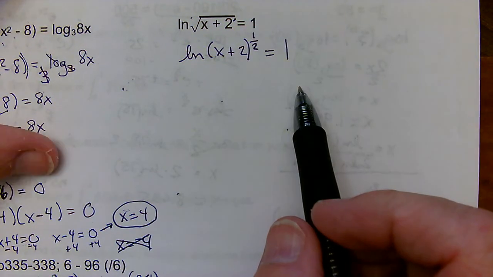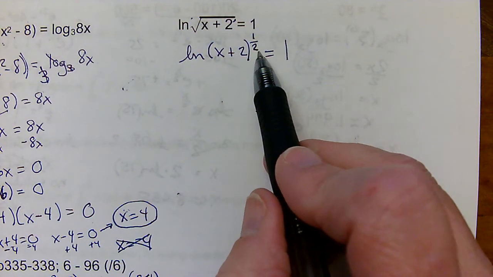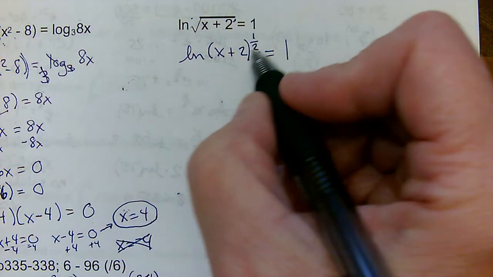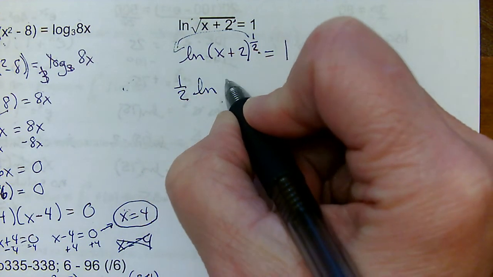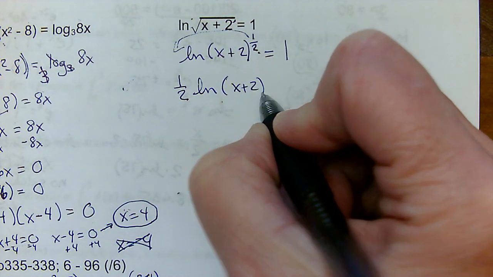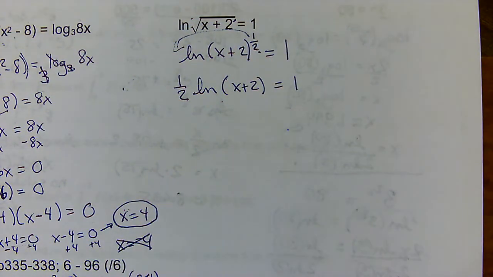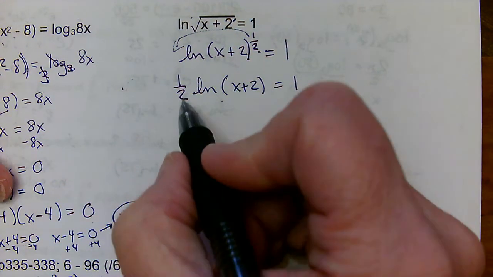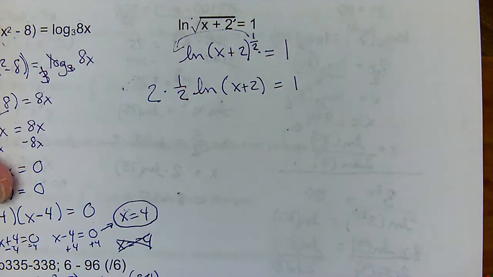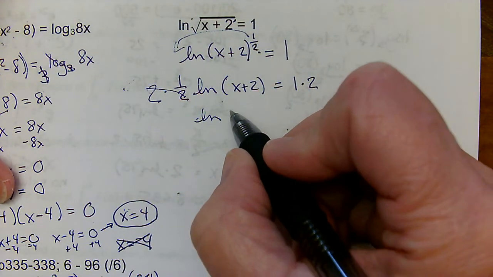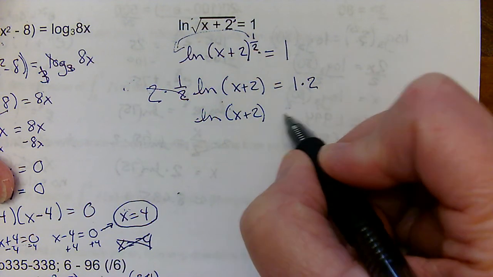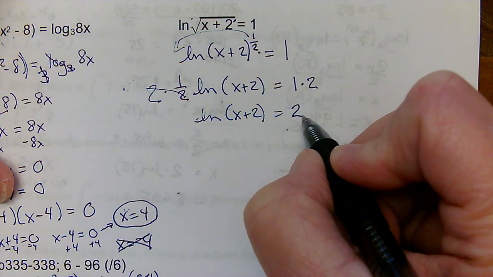Using the properties of logarithms, this 1/2 can come down in front and be multiplied by the logarithm of just the object, x plus 2. Now I want to isolate that logarithm, so to get rid of the 1/2 that's multiplied by it, I'm going to multiply by 2 on each side. So these cancel, leaving the natural log of the quantity x plus 2. And over here we just get 1 times 2, which is 2.